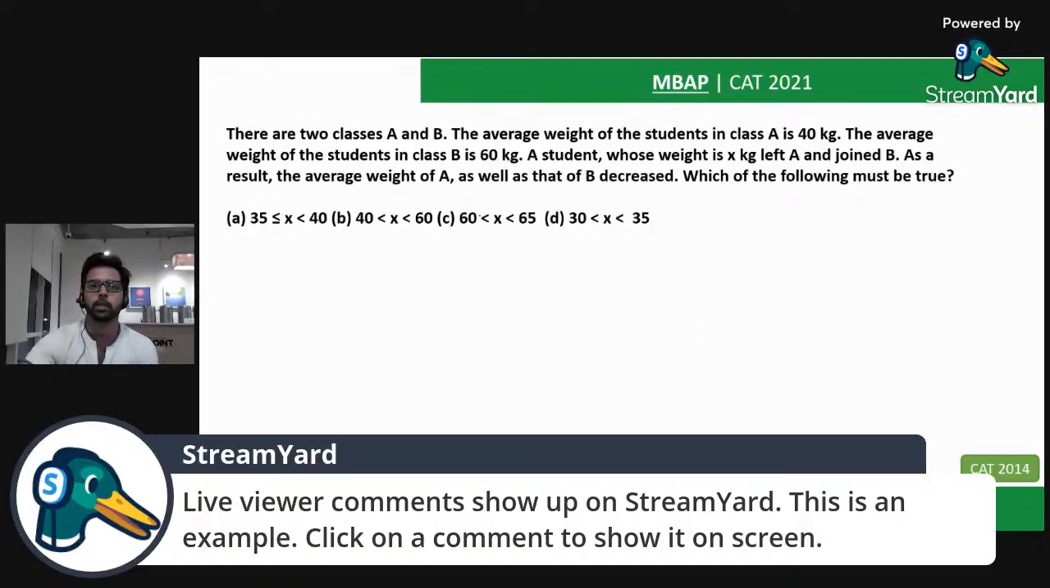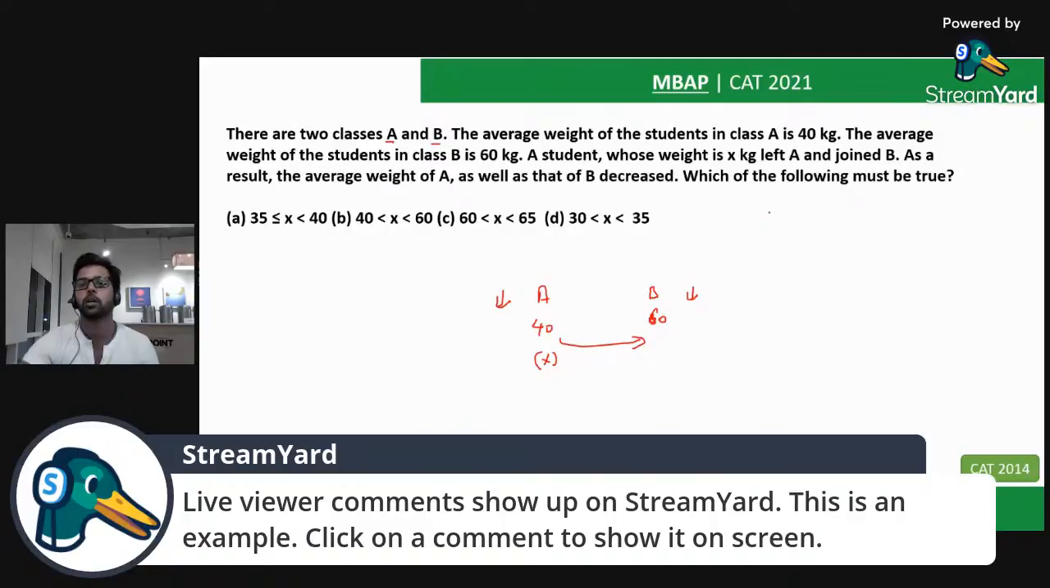The question says there are two classes A and B. The average weight of students in A, I repeat, the average weight of students in A is 40 kg, and the average weight of B students is 60 kg. A student whose weight is X kg moves from A and joins B. As a result, the average weight of A goes down, and as a result, the average weight of B also goes down. Clear? The question is, which of the following must be correct?